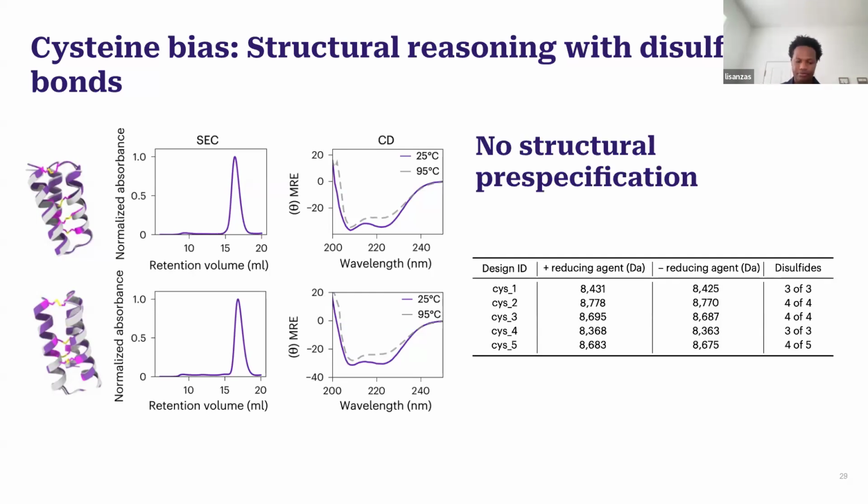And then to make sure that we are forming the actual disulfides, we go ahead and do mass spec in both reducing and non-reducing conditions. And from this, looking at the mass difference, we can see that the disulfide bonds are formed for most of our proteins, except for this last one, where only 4 out of the 5 expected disulfides were formed.